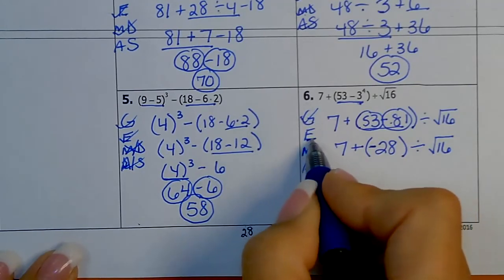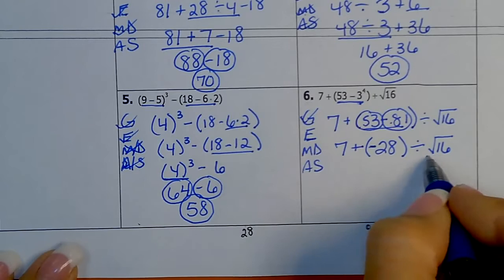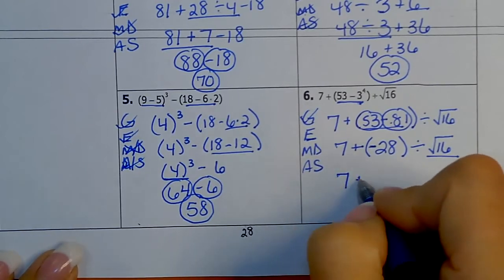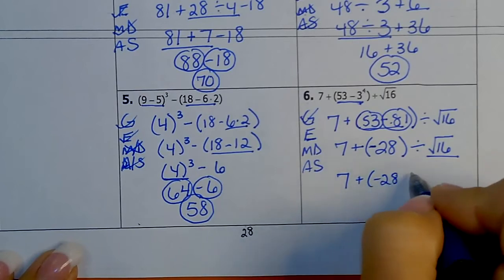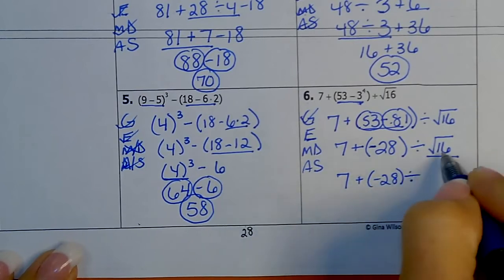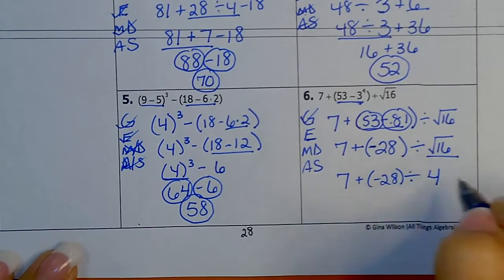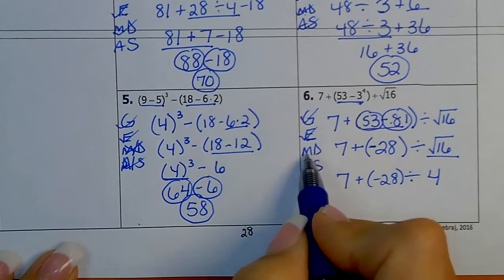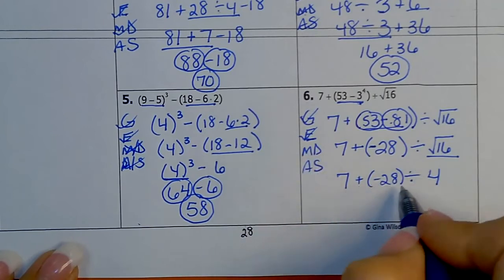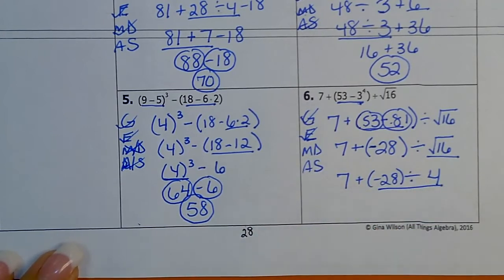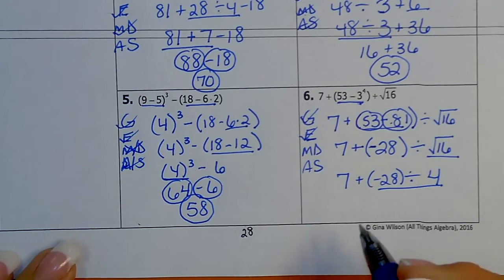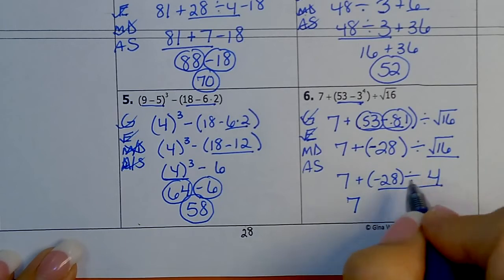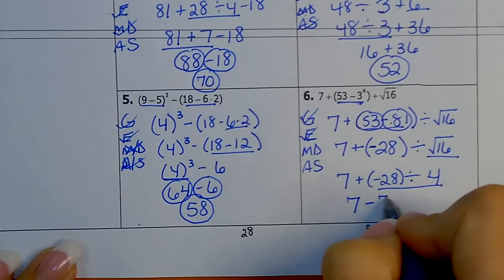Now I'm on exponent or radical, which I do have right here. Square root of 16 is 4. Okay, now we're on multiply or divide. So this is what I need to take care of next. So 7, negative 28 divided by 4 is negative 7.